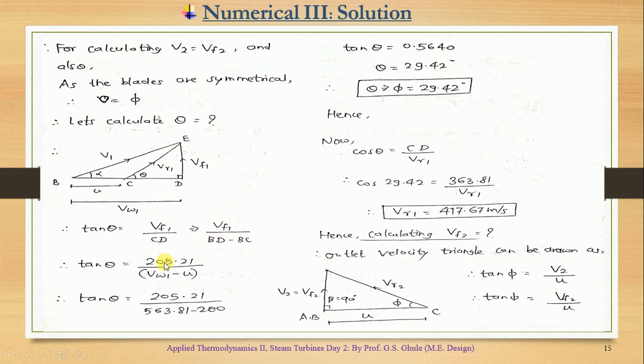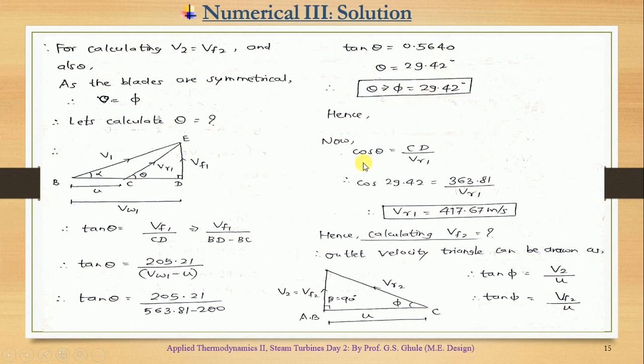The value for Vf1 we have just calculated earlier. VW1 we also know. U is given in the problem. So from this I'll get the value for theta, which is 29.42 degrees, which is automatically going to be equal to phi.